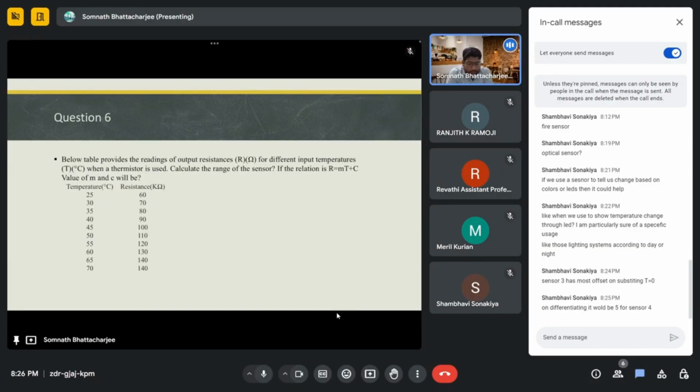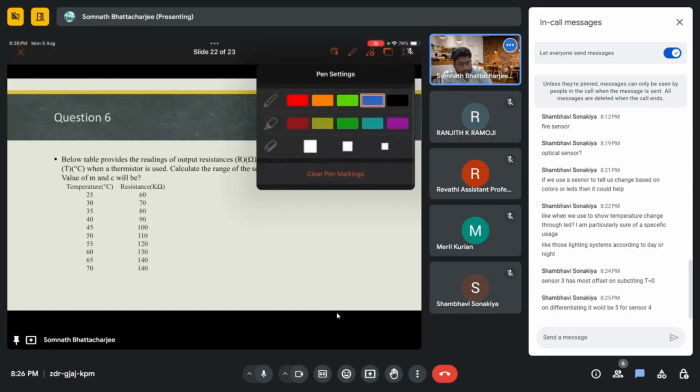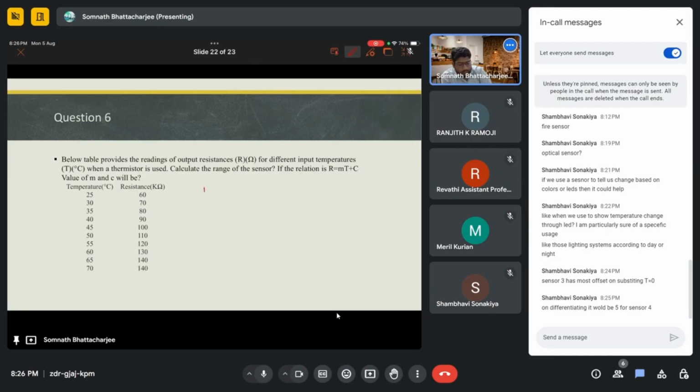So it is a table where the output resistance is given with respect to the change in temperature in case of a thermistor. We need to know the range of the sensor first. What is the range of the sensor? Take at least 2-3 minutes.